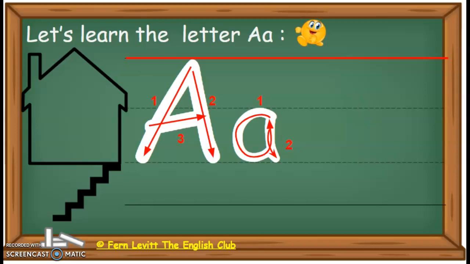Let's learn a new letter, the letter A, the first letter in the alphabet. Here is big A, and here is little a. Here is capital A, and here is baby a. The letter A has two sounds, a short sound and a long sound.